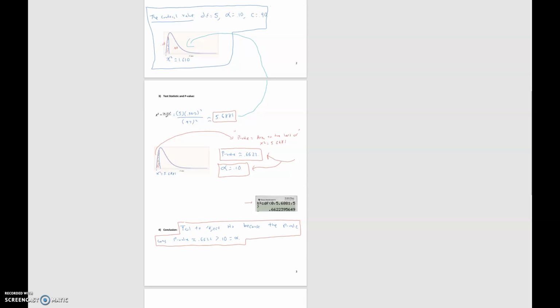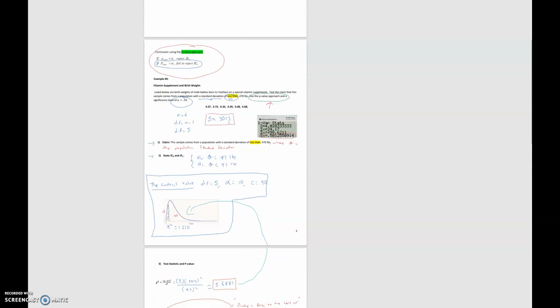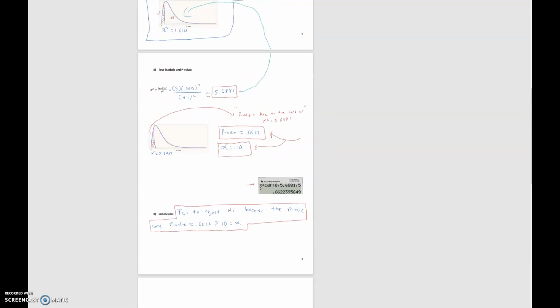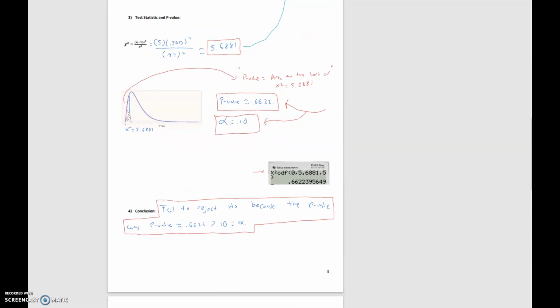In that case, we would have said fail to reject because the test statistic of 5.6 is greater than 1.6. Another way is the p-value, where you're comparing the p-value to alpha. If it's greater than alpha, fail to reject. If it's less than or equal, reject H0. And that is pretty much it for the test statistic and p-value along with the conclusion. Let me fix this part. It should say fail to reject.